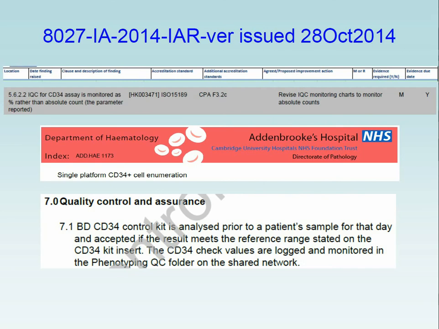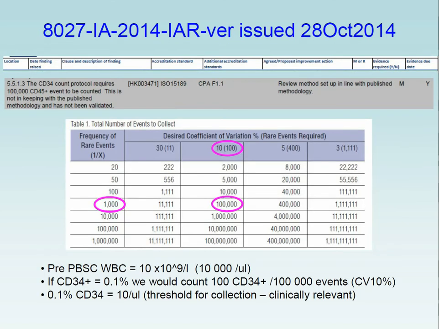We had a slight disagreement about this. The CD34 count protocol requires 100,000 CD45 events to be counted. This is not in keeping with the published methodology and has not been validated. We use this table from the late Terry Hoy, in one of his published monographs, and it talks about the numbers of events that you need to count in order to get a statistically viable answer.